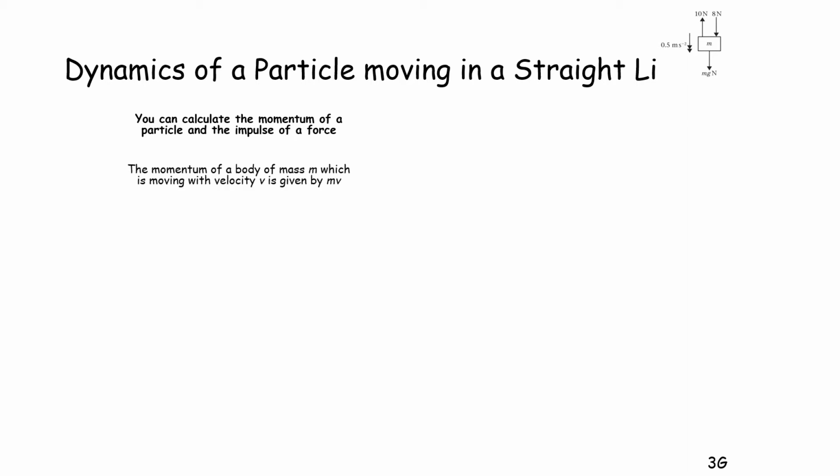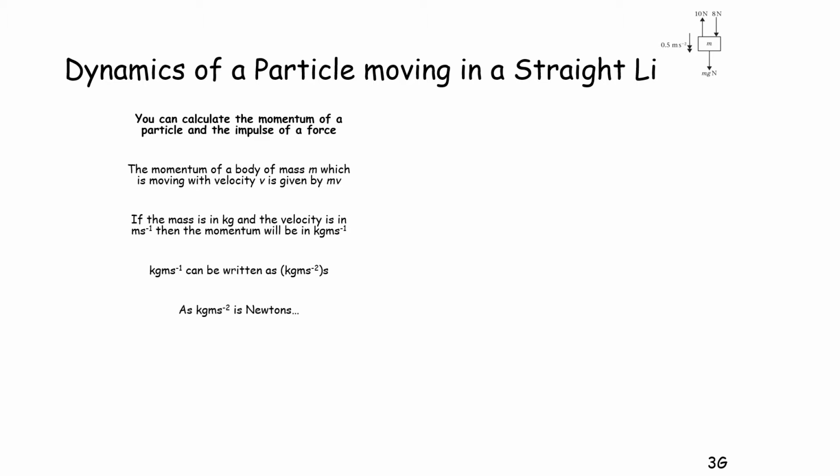So what is momentum? Well, the momentum of a body of mass m, moving with velocity v, is given by m times v. So if the mass is in kilograms and the velocity is in meters per second, then the momentum will be kilogram meters per second. Kilogram meter per second can also be written as kilogram meter per square second, times second. As kilogram meter per square second is newtons, kilogram meter per second can be written as newton second.